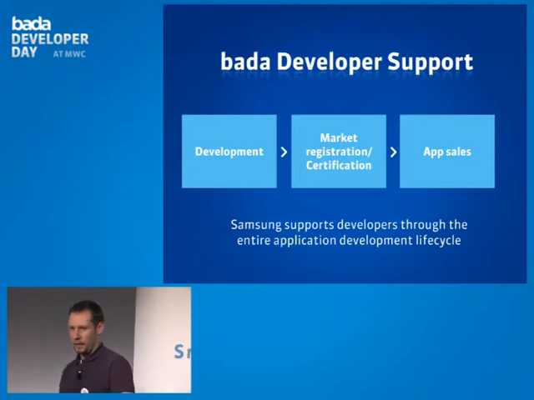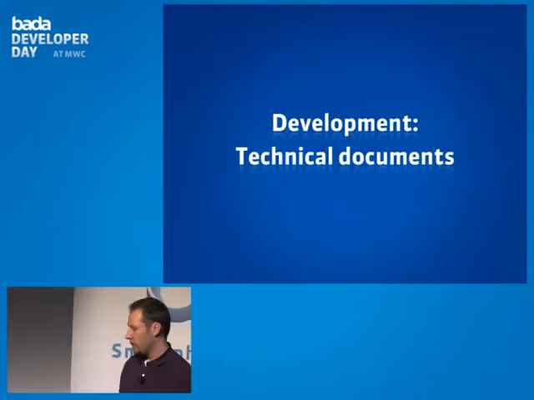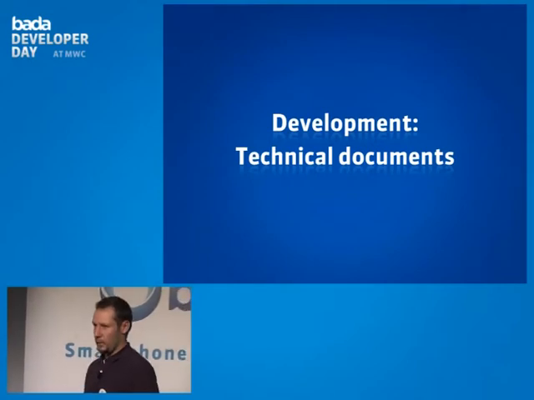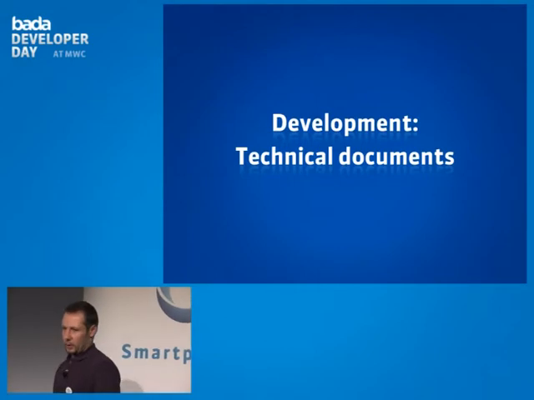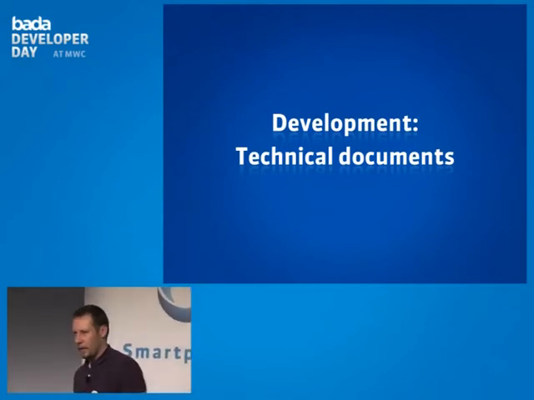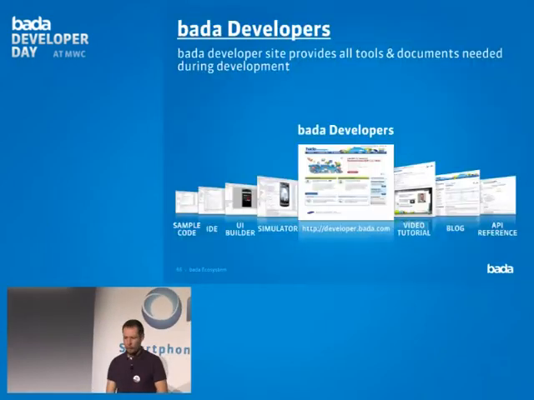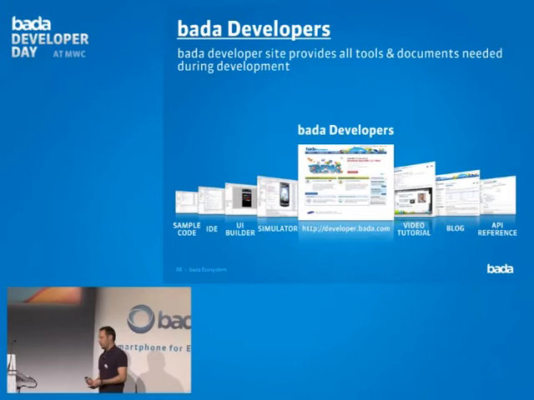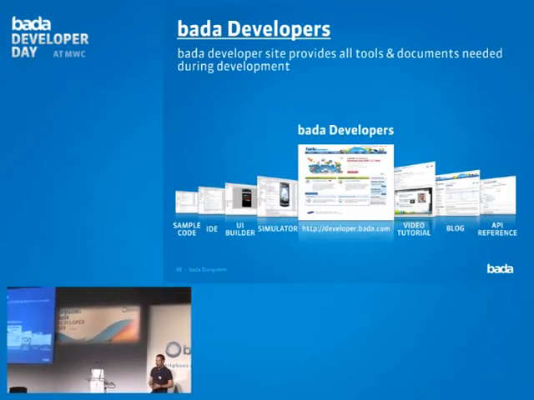The first one is development. We provide many different means of support for developers. The first one is technical documents. All these technical documents can be obtained from our main entry point to bada, which is our developer site at developer.bada.com. There you basically find a collection of all the tools, all the documents, everything you need to get started with bada.